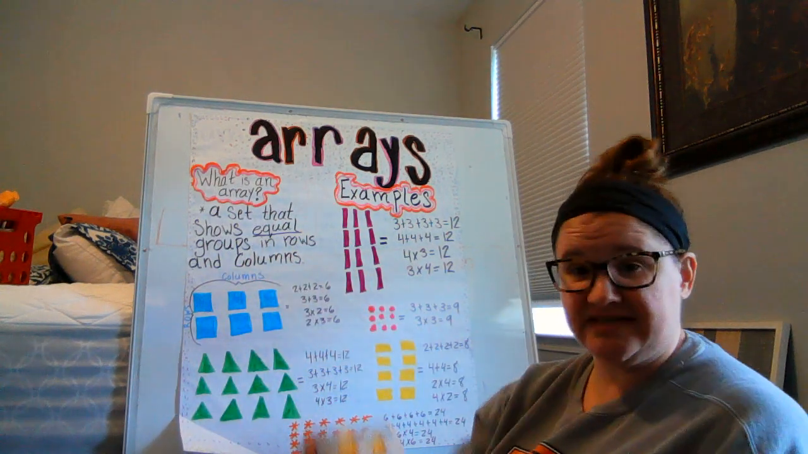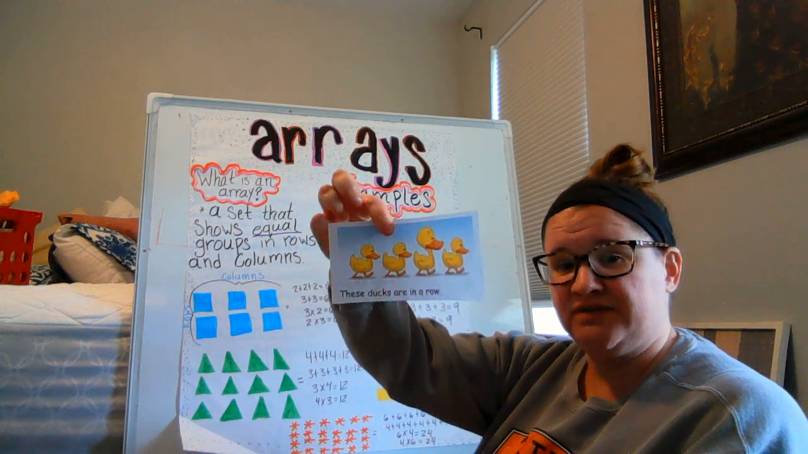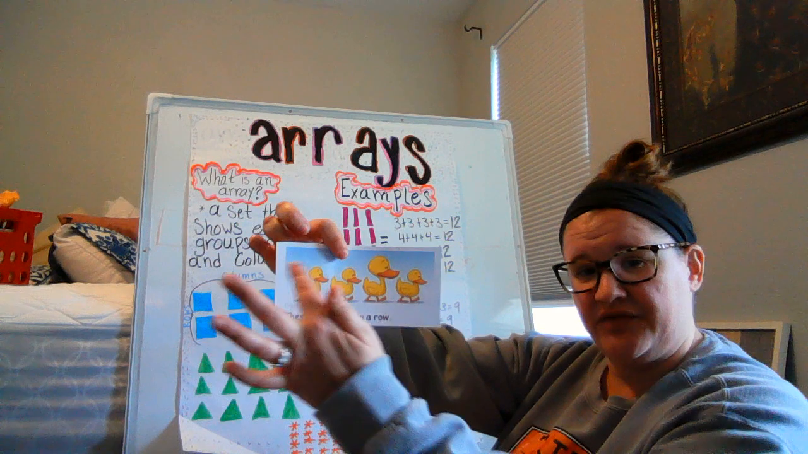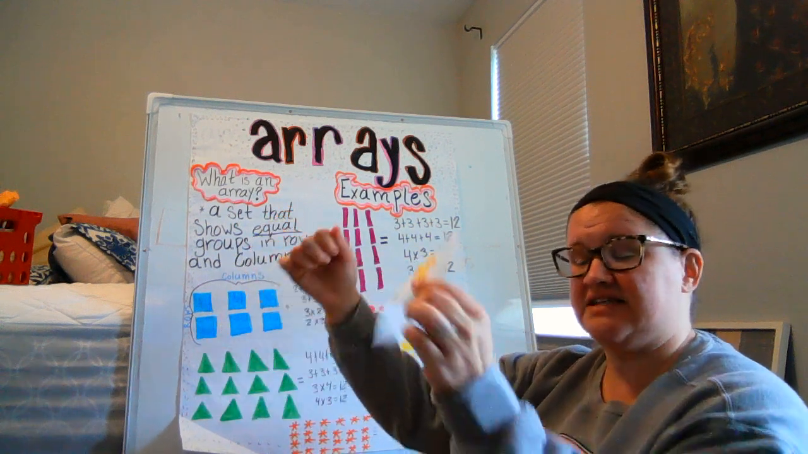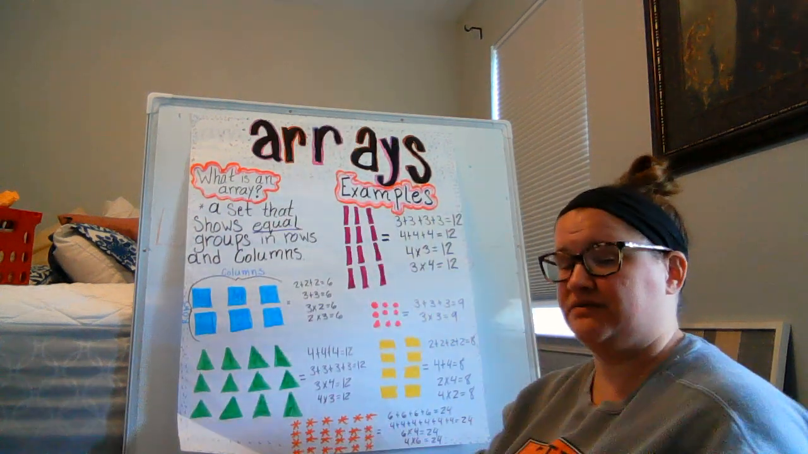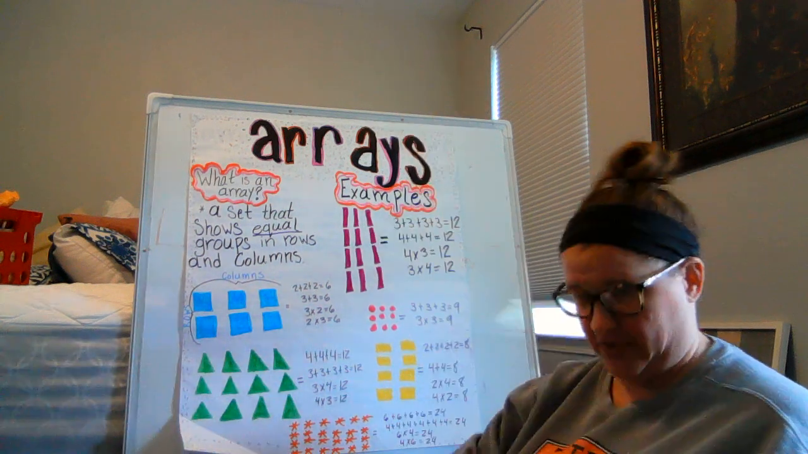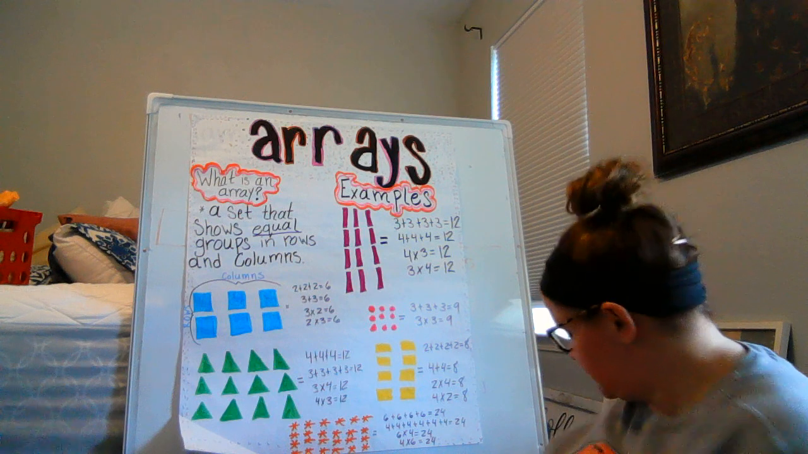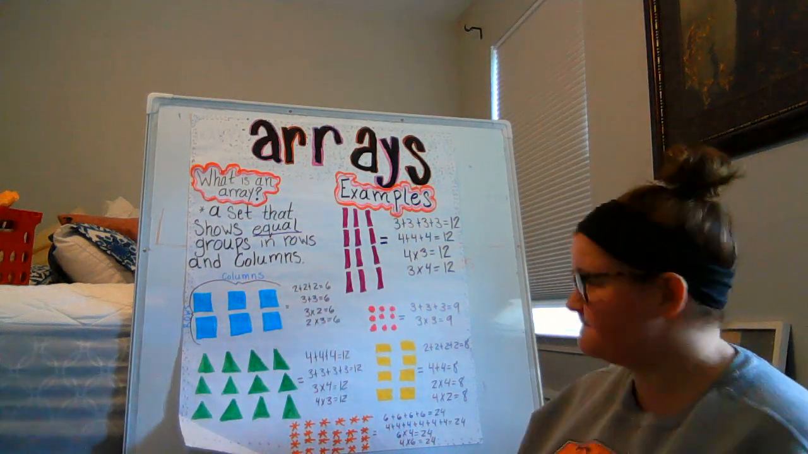Well, let's review what a row is. A row goes side to side. These are ducks in a row. See how they're following each other? I like to tell my kids at school we row in a boat side to side. We don't go up and down, we go side to side. So rows go side to side.